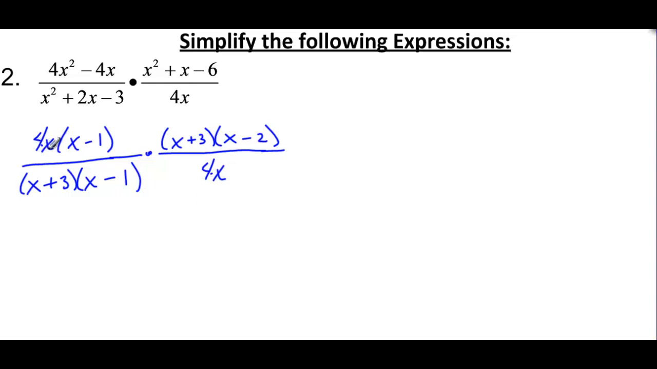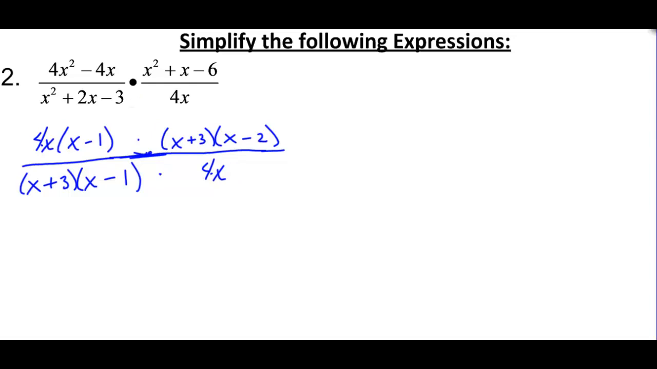I can look at 4 times x minus 1. Things that are multiplied together, you can look at individually. Those are individual factors. So now, remember, when you multiply fractions, you're multiplying the numerator and multiplying the denominator. So in essence, this is 4 times x minus 1 times x plus 3 times x minus 2. In the denominator, I have x plus 3 times a quantity x minus 1 times 4x. So I can write this as one big fraction where this is my numerator, this is my denominator.